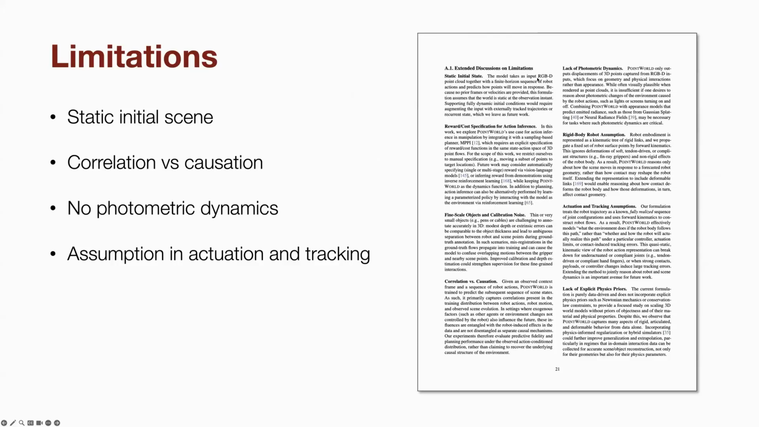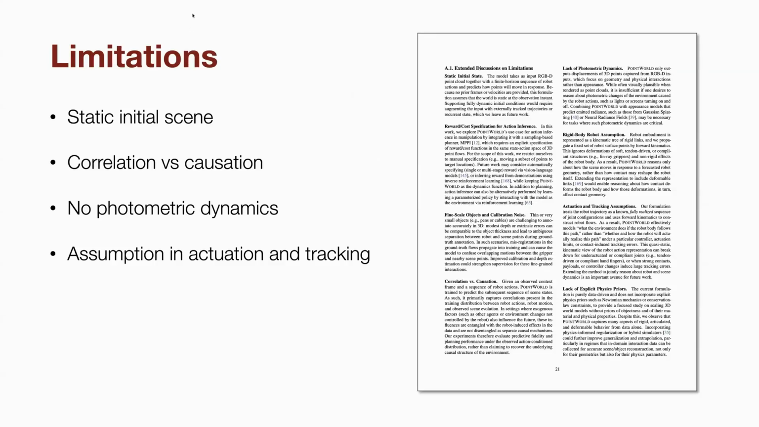So this may be important, for example, in cases where you want to use the model for photometric tasks like turning on or off a lamp or turning on or off a computer or something like that, because you really need the photometric information there to see whether the prediction is correct. And we're also making some assumptions on actuation and tracking.